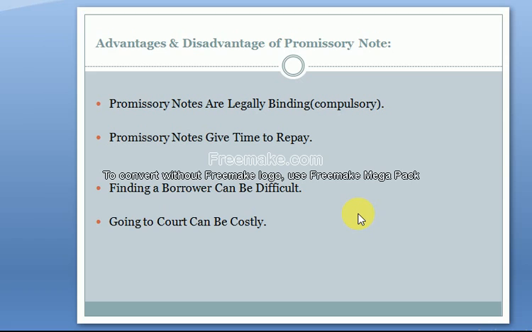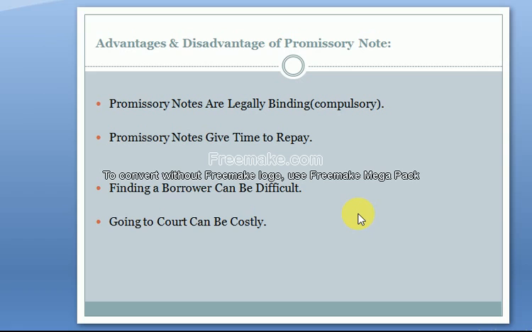Another advantage of the promissory note is that it is legally binding, that is, compulsory. Legally you can claim it, and the person or the business who issues it is legally bound to make payments to you at the maturity time or on the demand of the payee. When the payee demands, the maker or issuer is legally bound to return that money to you, or the business returns that money to you.